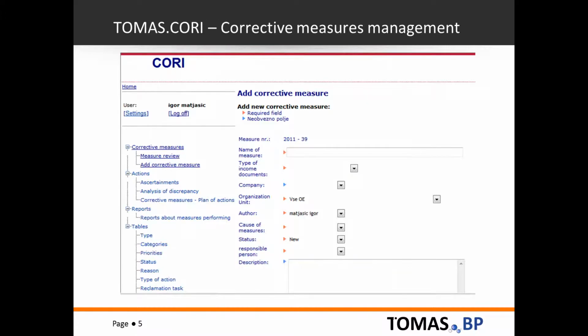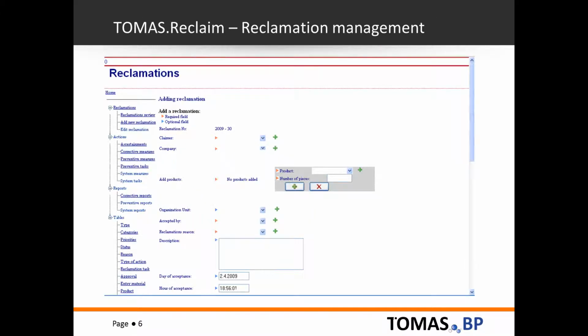In Tomas Corey, which is corrective measures management, you can act in the event of deviations from the operation of your business objectives. In the next module, which is Tomas Reclaim or reclamation management, you can use one form to enter all reclamations and claims from your customers. You can analyze them and assign corrective, preventive, and system measures. You can also monitor realization of tasks.